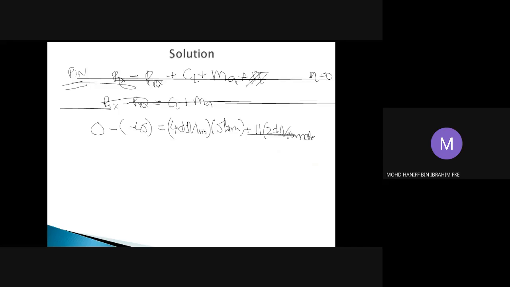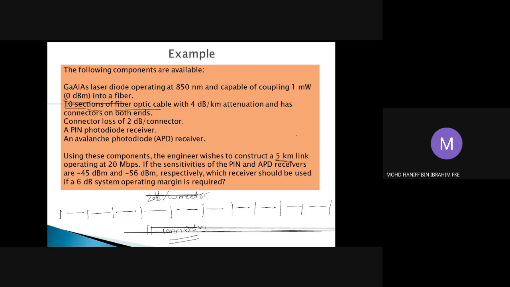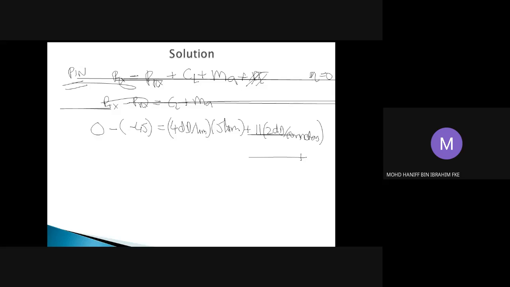Plus your system margin, which is unknown. Is there any system margin given? Okay, we have a system margin of 6 dB. So what we have to do now is compare left and right. If we go for the left-hand side, the value will be 45 dB, the difference between the transmit power and receive power.